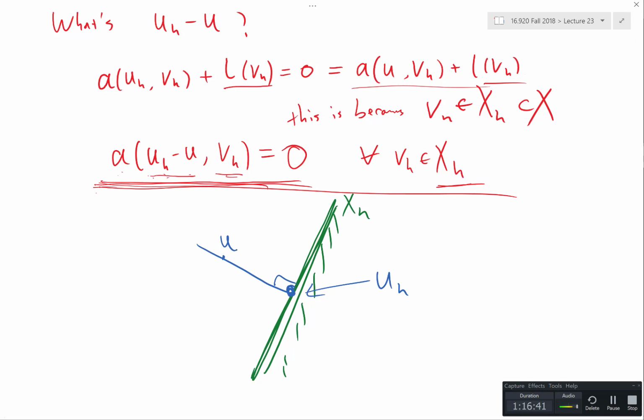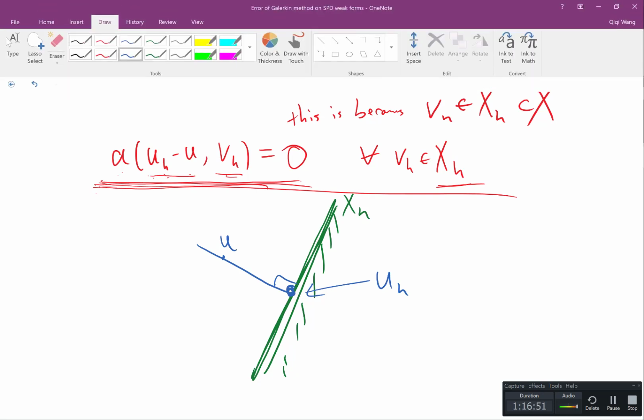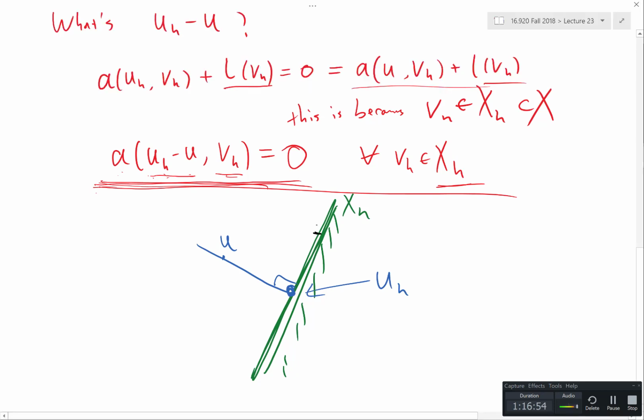Okay, what that means is that if you were trying to find another arbitrary function in XH, if you try to find anything else in XH, the distance between that something else and U has to be longer than the distance between U and UH. In that sense, UH is optimal. So UH is the closest thing you can find to the true solution within that subspace of XH.